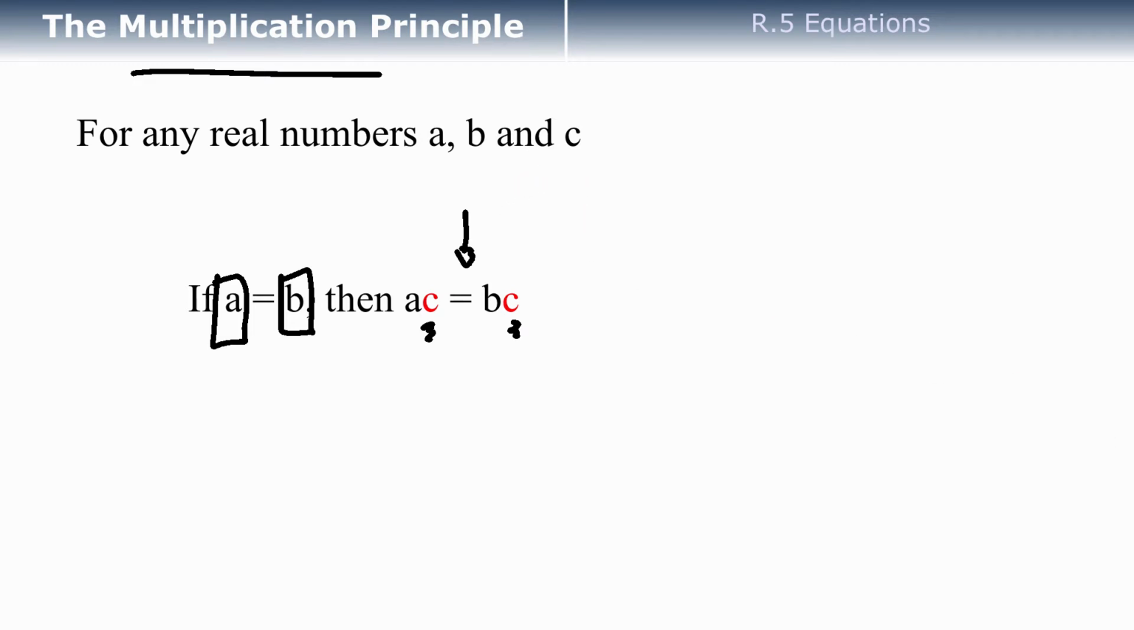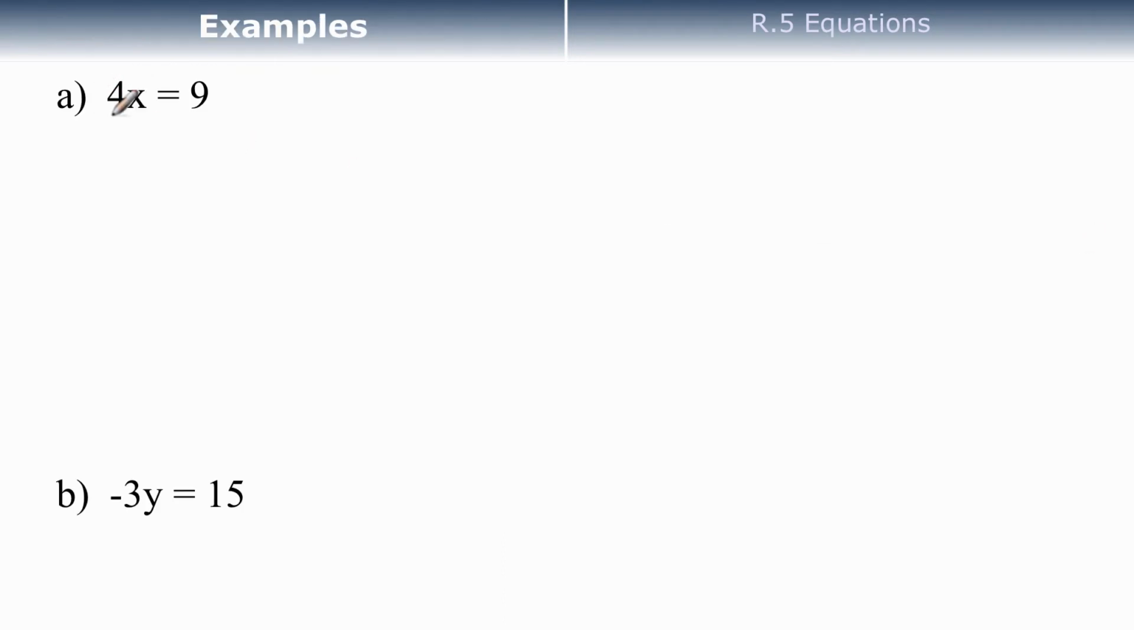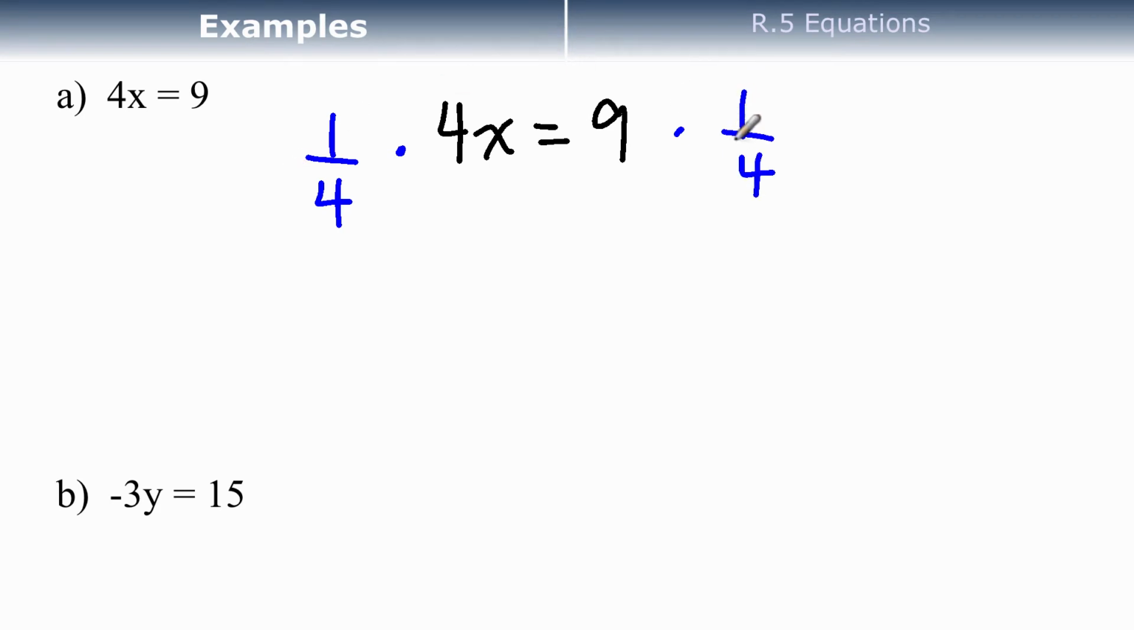And we use that all the time when we're solving equations. So for example, I have 4x is equal to 9. I'm just going to rewrite that: 4x is equal to 9. If I want to use the multiplication principle, what I could do is multiply this side by a quarter. If I multiply this side by a quarter, I can multiply that side by a quarter. The two expressions will be the same.